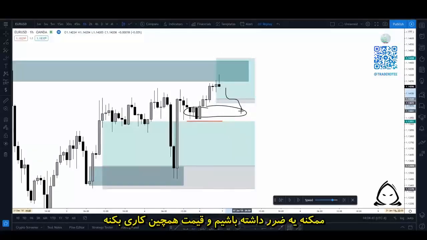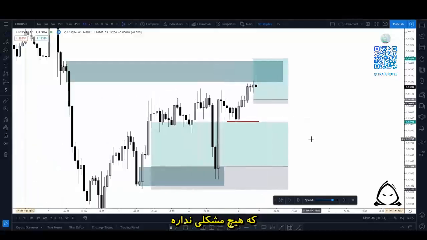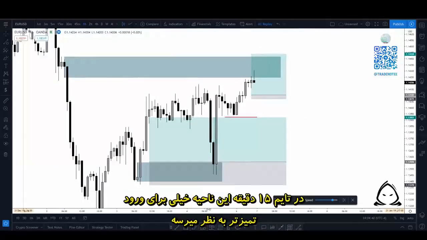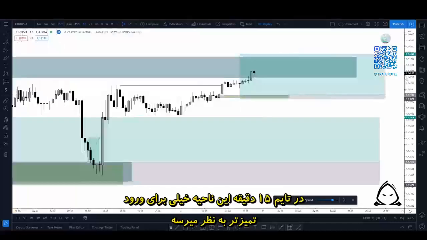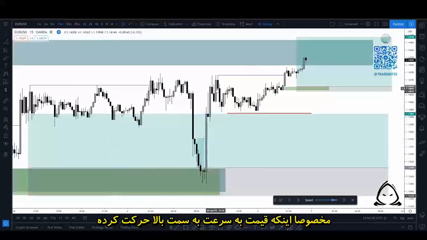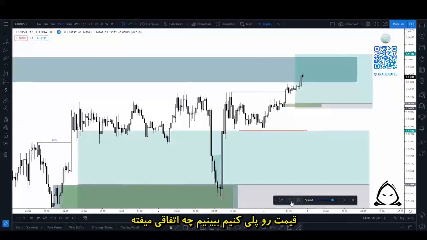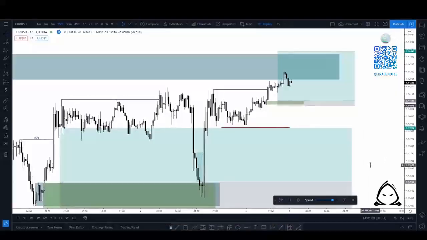So we could take a little bit of a loss and see price do something like that, which is totally fine. It's just that when looking at the 15-minute chart, this area does look a lot cleaner for a scale and entry, especially given how rapidly price has been moving to the upside. So we'll just play price forward and see what happens.